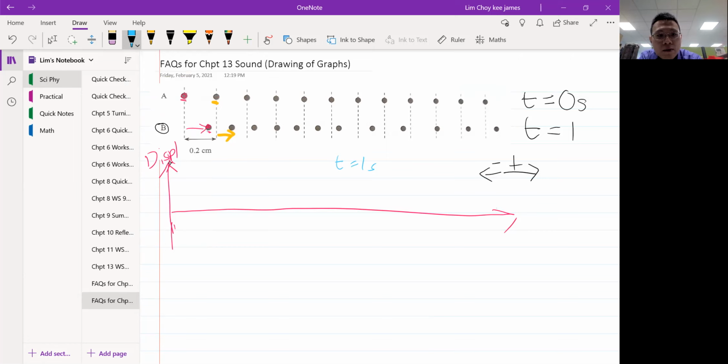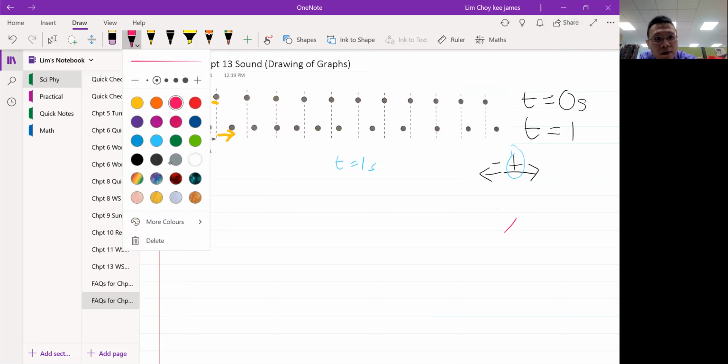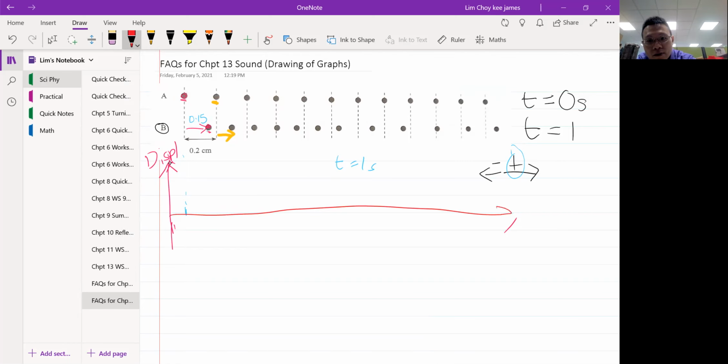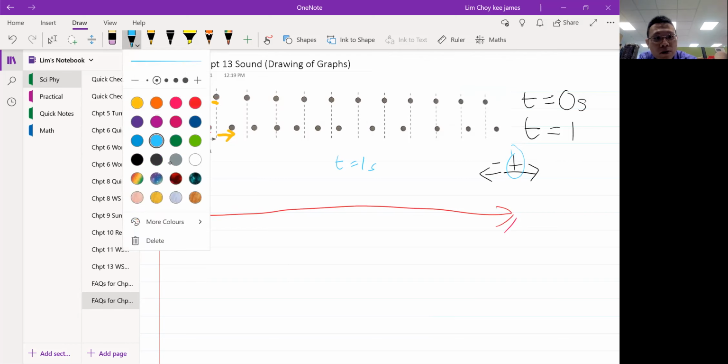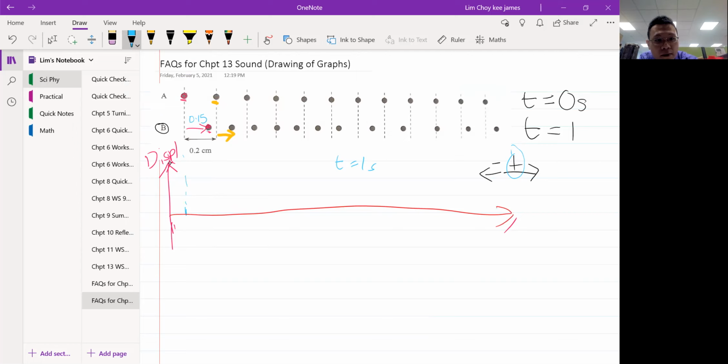For particle 1, the current position is to the right, maybe 0.15 cm. Let's make that assumption: 0.15 cm to the right. Right means plus, which means positive. The first particle is at 0.15 cm positive, so I'll mark it here. It's a bit slanted, but we make do with it.